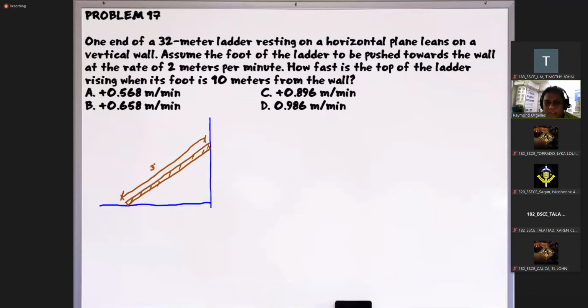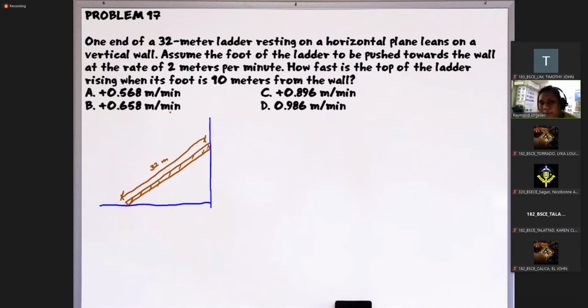And of course, our assumption here is that the ladder will not break. That's one. And second, the ladder does not stretch, and it does not bend, etc. So it is just straight. Okay? That's the basic idea.